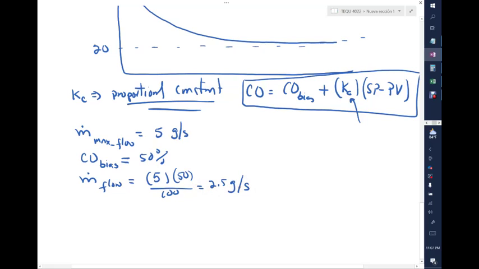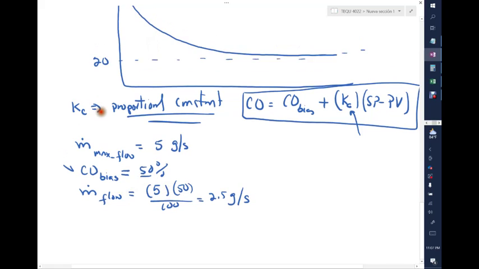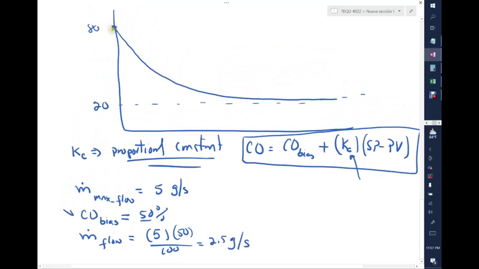So in other words, we are changing from 0 to 50% to do this run, because basically at 80 degrees there's no flow into the vessel. But as soon as I change to 50%, which is 2.5 grams per second, then the temperature will start to drop until eventually it hits the 20 degrees, which is the input temperature.